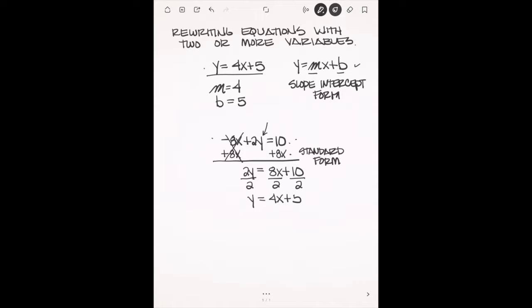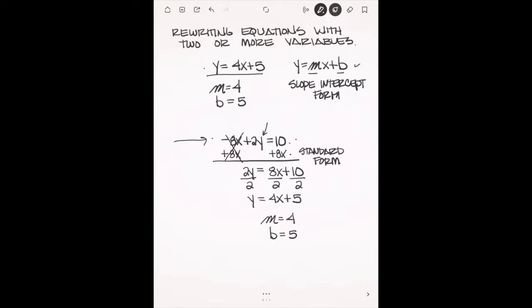I just simplify all my fractions. And you can see now that my slope is 4 and my y-intercept is 5. I could not see those numbers. Notice up here in the equation, I don't see a 4 and a 5 to begin with. That's why I could not say what my slope and my y-intercept were when it's in standard form. I had to solve it for y.